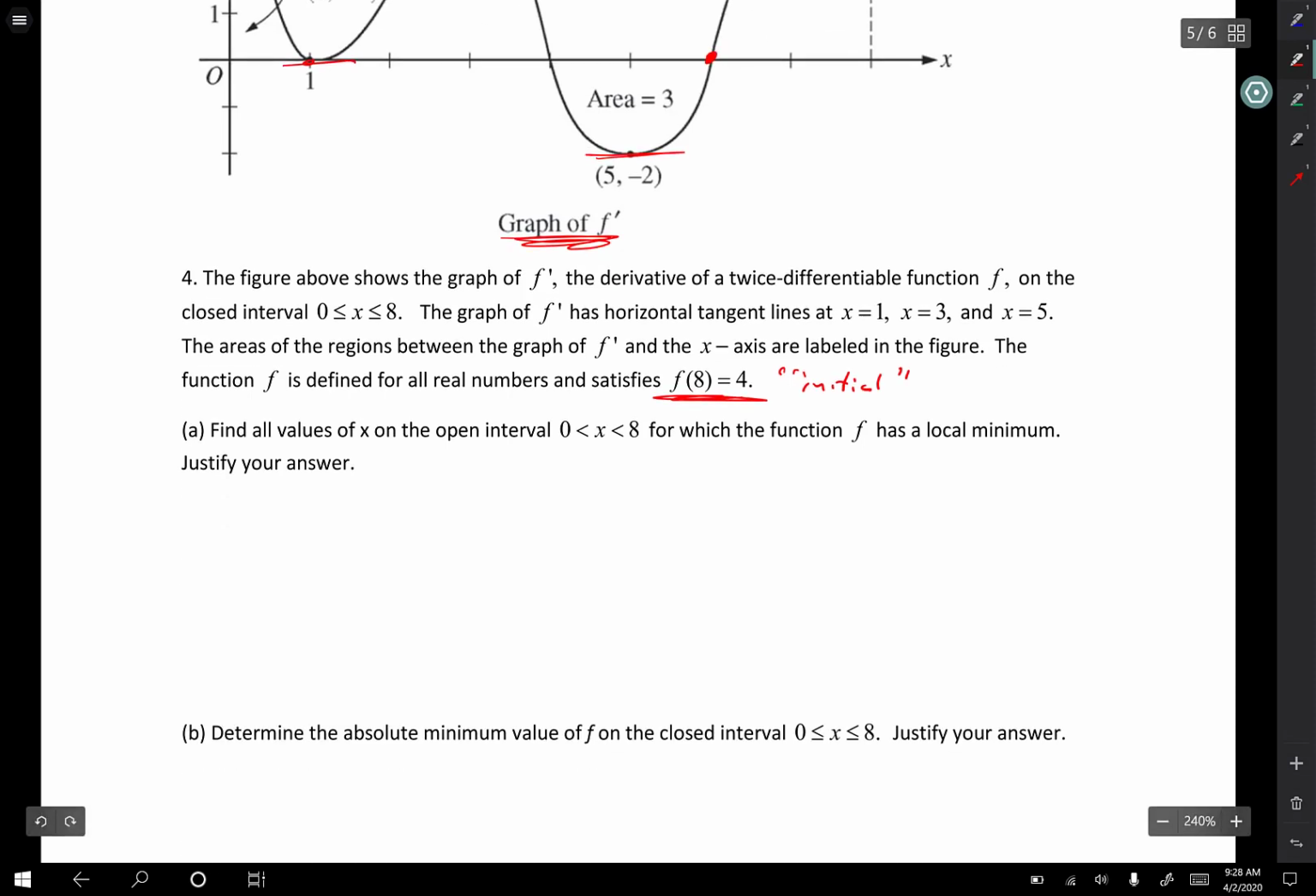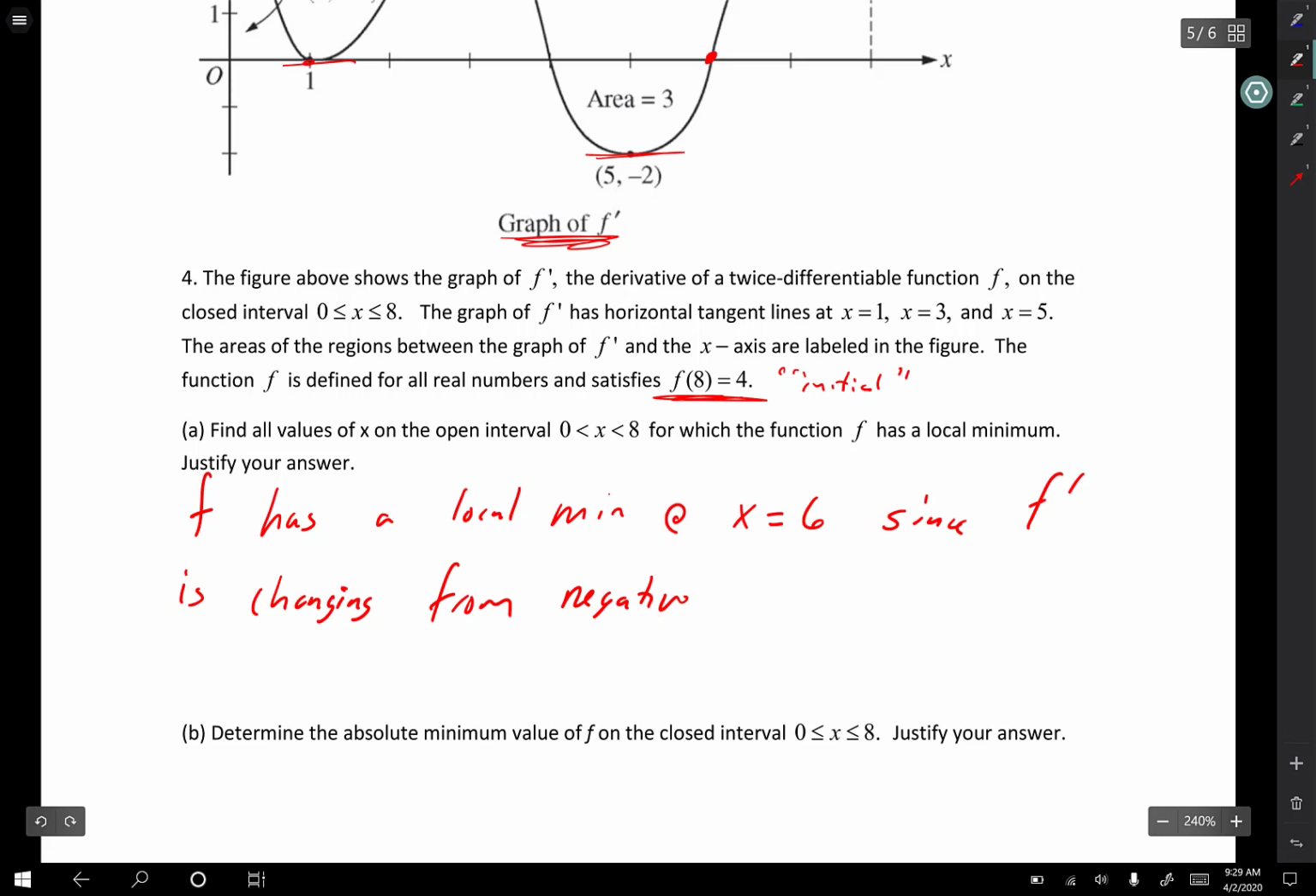So I'm going to say local min. Oh, f has a local min at x equals 6. At x equals 6. Since f prime is changing from negative to positive at x equals 6. Full credit.